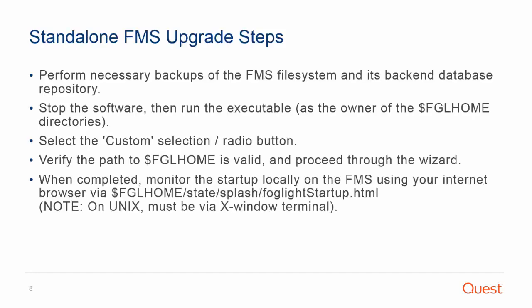The standalone FMS upgrade steps are similar to what we discussed earlier. Perform the necessary backups of the FMS file system and its backend database repository. Stop the software, run the executable as the owner of the FGL home directories. In the wizard, select the custom radio button selection, verify the path shown is a valid FGL home, and proceed through the wizard, which will show it's performing an upgrade.